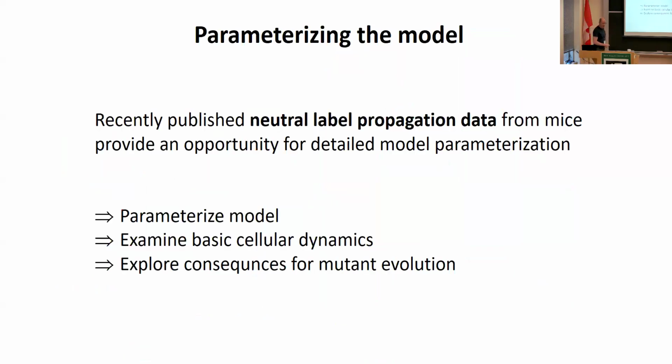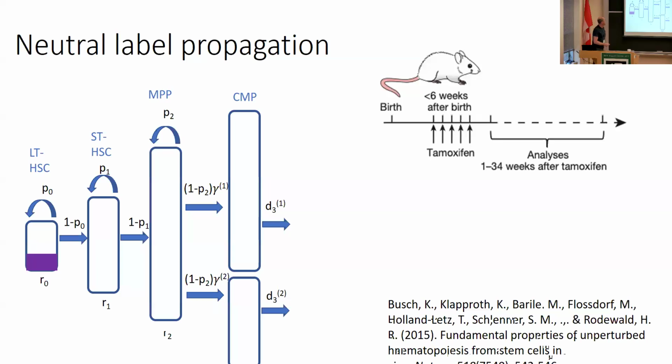So now we wanted to parameterize the model, and we do that with what is called neutral label propagation data from mice, and these have become available relatively recently from a group in Germany, and we then use the parameterized model to first of all examine some basic cellular dynamics, and then to go on and explore the consequences for mutant evolution. So these are label propagation data.